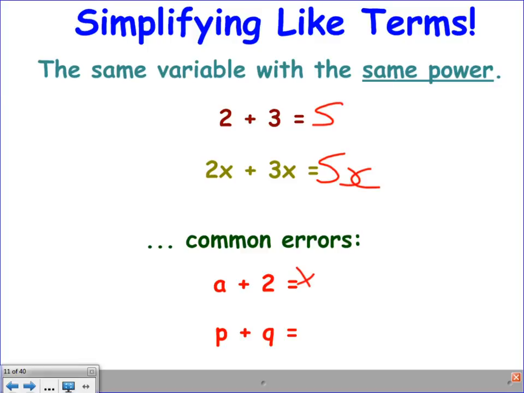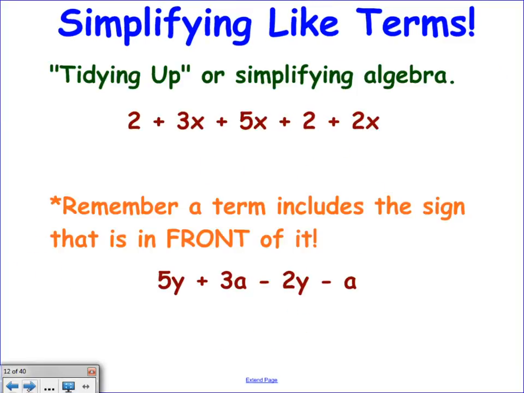I want to add a P to a Q. What have you done when you say PQ? What's missing? So what you've done is you've multiplied them. I'm not saying multiply them, I'm saying add them. Good. So what does this allow us to do?